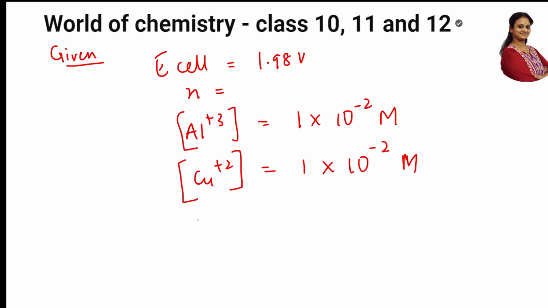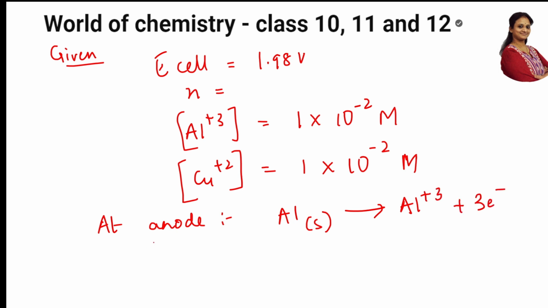n. How to calculate? Write this balancing of electrons. First of all, at the anodic compartment, n is nothing but the number of electrons. So at the anodic compartment, aluminium, which was a solid, is going to give me aluminium plus 3 ion along with 3 electrons. Those 3 electrons go from the anodic compartment to the cathodic compartment. What will the cathode do? Copper plus 2 takes only 2 electrons, and it's going to form solid copper.